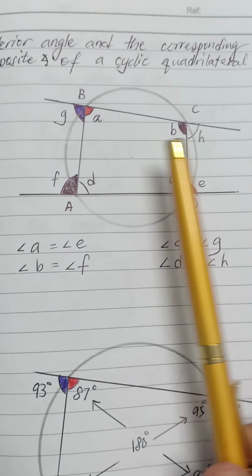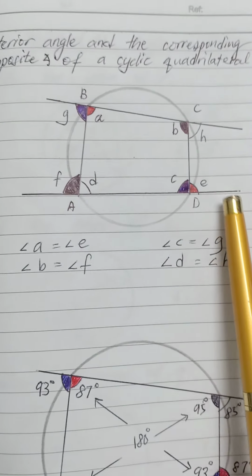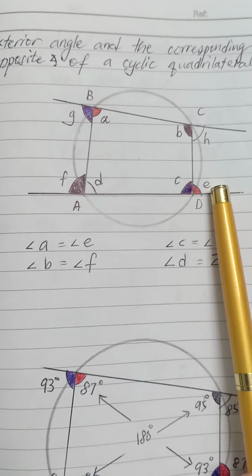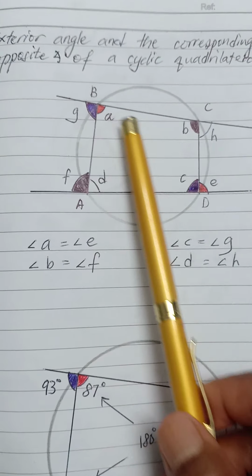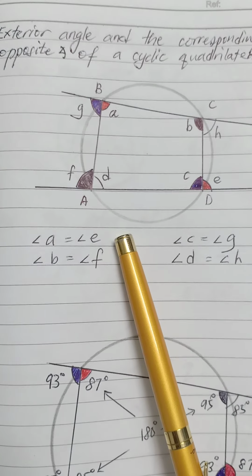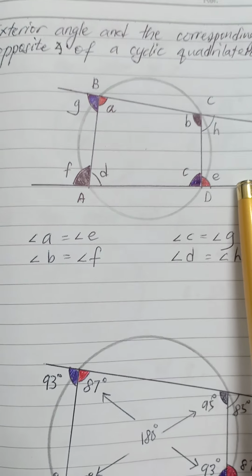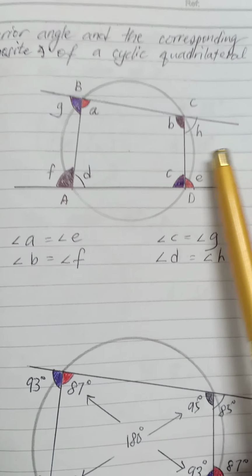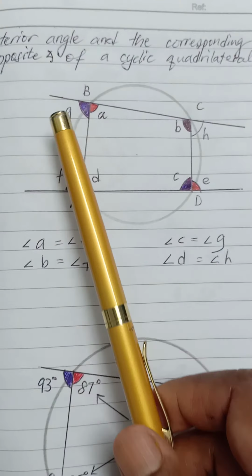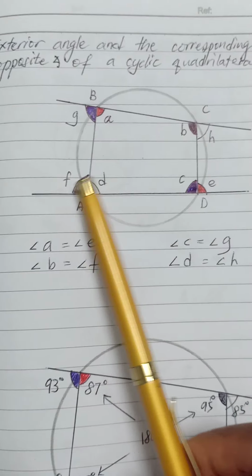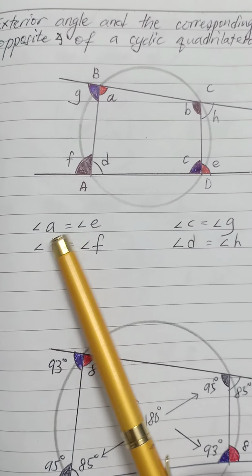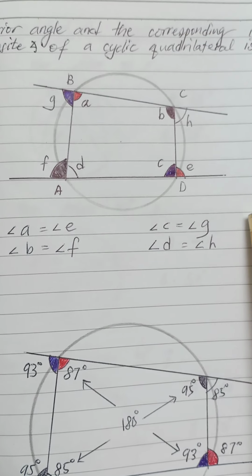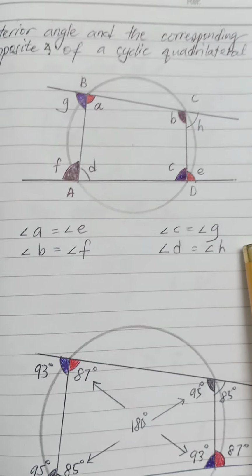Now the property is like this. If this is A, the angle opposite exterior is also equal to A. So A will be equal to E. If this is 95, E is going to be 95. D is going to be equal to H. C is going to be equal to G. And F is going to be equal to B. See, A equals E, B equals F, C equals G, and D equals H.